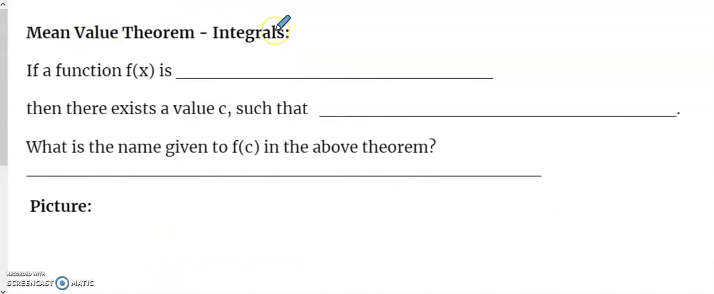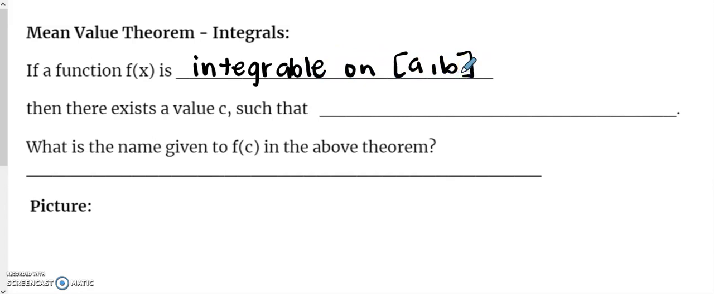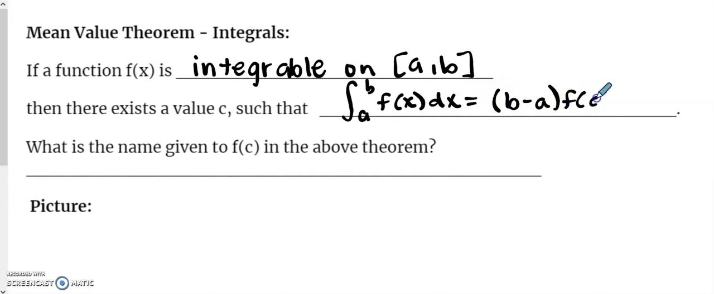The mean value theorem for integrals then. If a function f of x is integrable, so you can take the integral on the interval from a to b, then there exists a value c such that the integral from a to b of f of x dx is equal to b minus a times f of c. So if we think about the last one, we said average rate of change was equal to instantaneous rate of change.